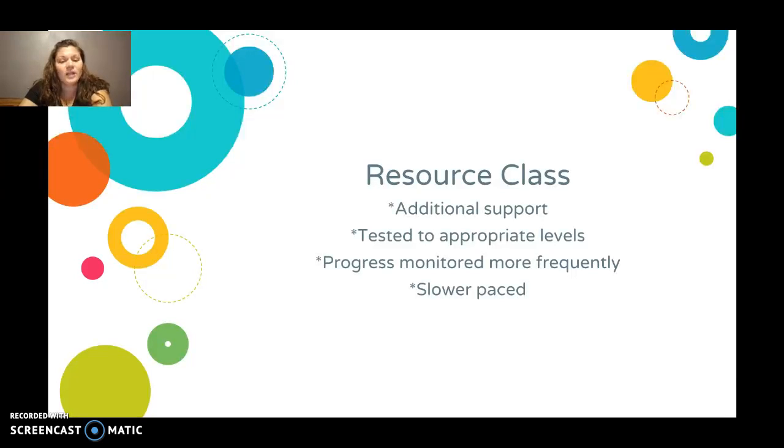In our resource class, we do provide additional support. They are tested to their appropriate grade level so that they are working with curriculum that is better fitted for their need. And they also have a slower pace in there. We do progress monitor our students for both ELA and math. So in a resource class, they're going to be progress monitored more frequently than in a core class.